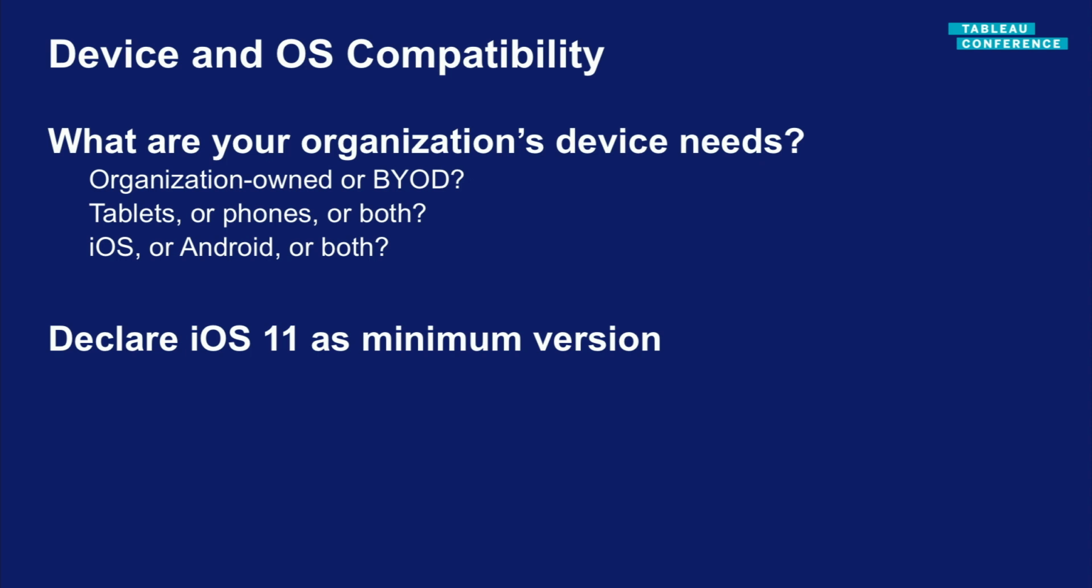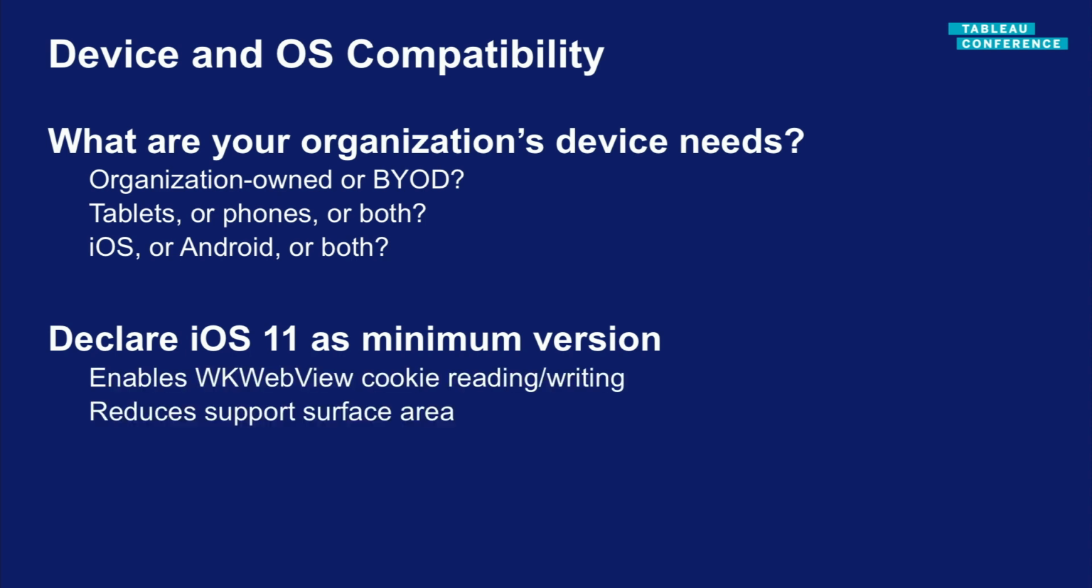I would suggest declaring iOS 11 as the minimum version if you're going to ship on iOS, which most of you probably are. It does enable that WKWebView cookie reading and writing. It also just reduces the total surface area that you have to support. It reduces the variables that you have to test for.